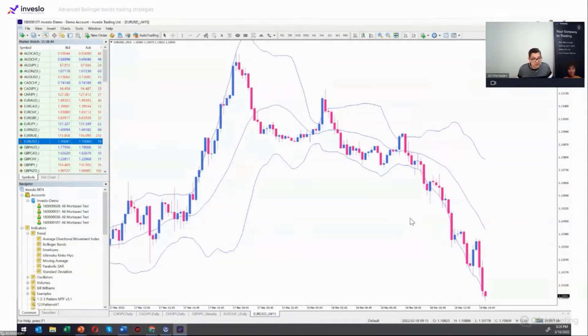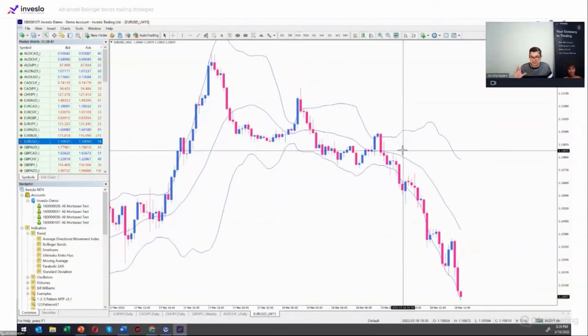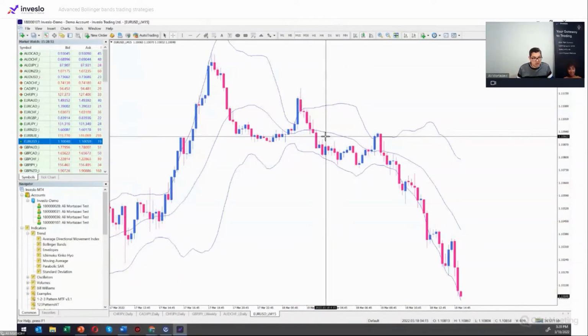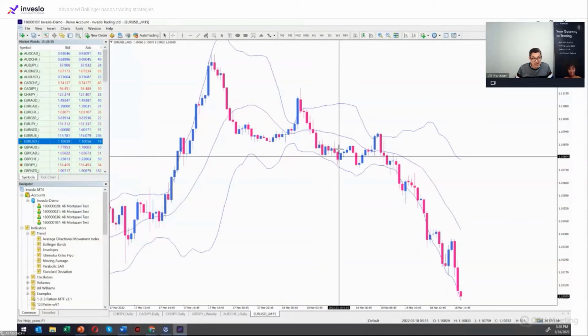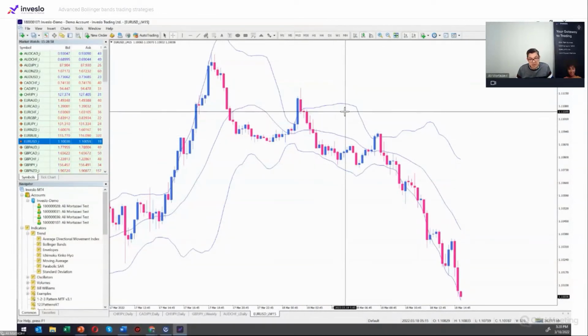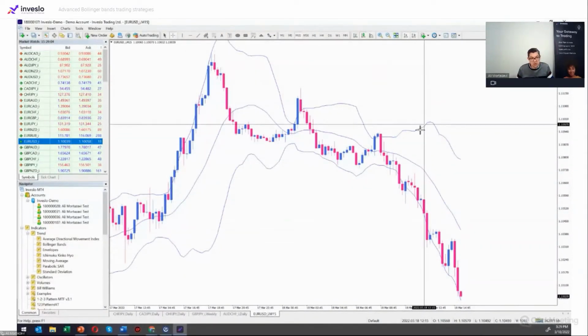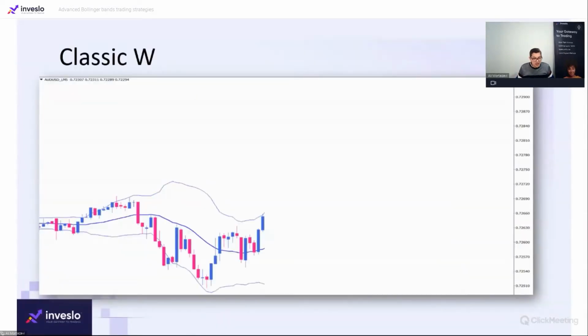By the way, the most important thing is knowing these two things: when prices are in the lower half or the upper half, and when they are touching the lower band or the upper band. Given that, let's see what a classic W is. A classic W is a bullish reversal that can be defined by Bollinger Bands. That's a very nice buy signal that can be generated from the classic W.